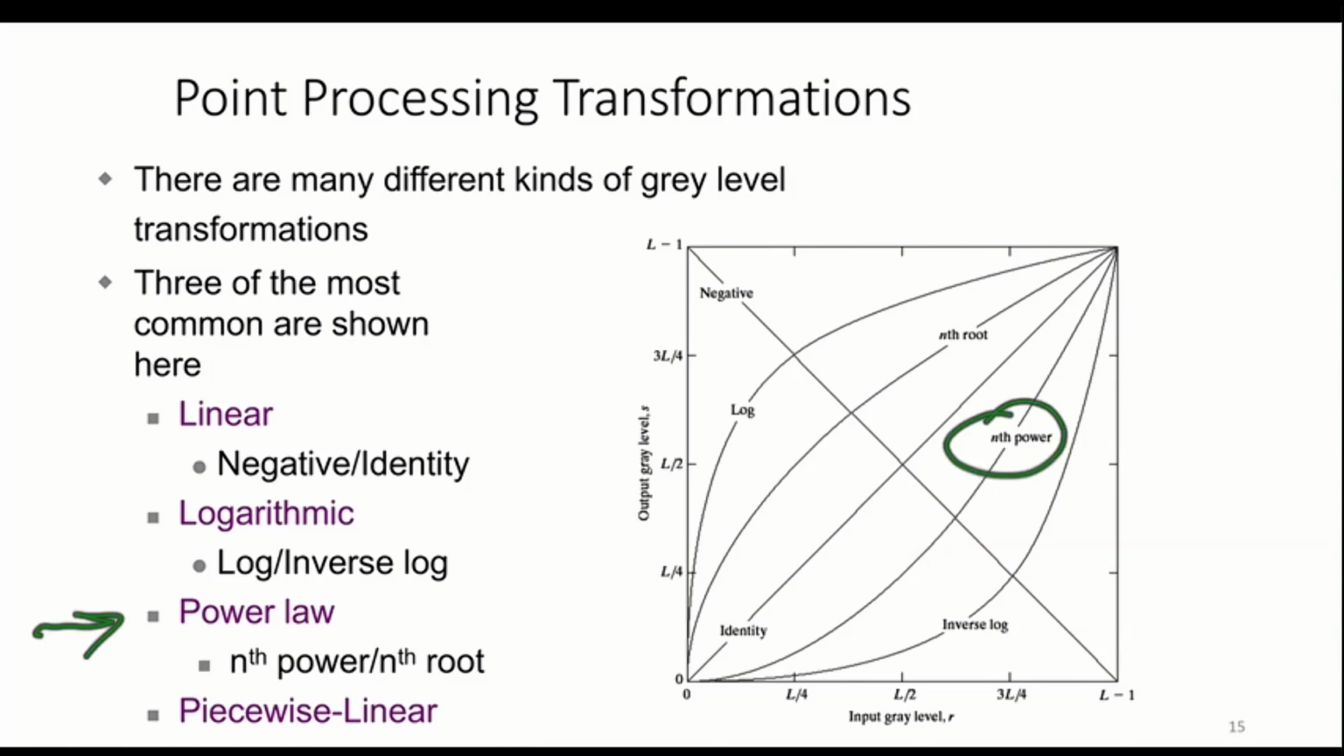Similarly, the opposite is the nth root. So based on the value of n, I can make it more curved or straight. So here we will have more degrees of freedom based on our application. And then we have piecewise. This is not here. We'll discuss it. This is a separate method. So we'll discuss all of them one by one.